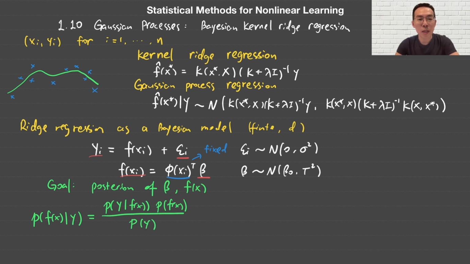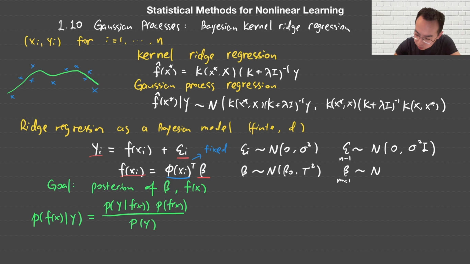To make our derivation a little easier, let me write down the vector and matrix form for the variables. First we have epsilon, an n by 1 vector distributed as normal 0, sigma squared I. Then beta is a vector whose size depends on the dimension of the feature space. Let's say it's m dimensional, an m by 1 vector. It's normally distributed as beta 0, tau squared I. I was missing an I there because beta is a vector.